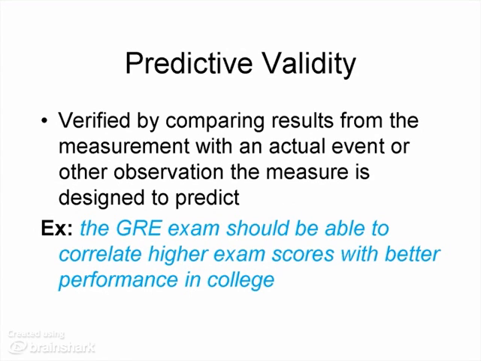I think one of the best examples of predictive validity is that high school grades are very predictive of success in college. So what we can look at is, do people who make good grades in high school also make good grades in college? If we find that that is indeed true, then how we're measuring that would have predictive validity.